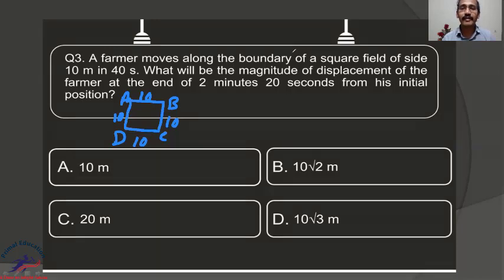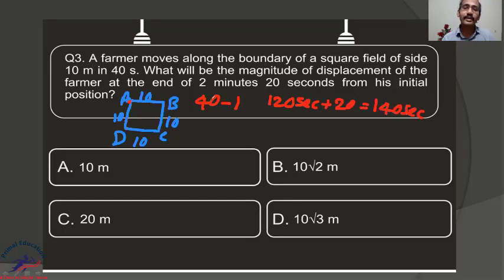Now, say for example the farmer started from point A and reached point A again in 40 seconds. In 40 seconds, he made one round. Now the question is, what will be the magnitude of displacement of the farmer at the end of 2 minutes 20 seconds? How many seconds? 2 into 60, 120 seconds, plus 20 seconds. Totally 140 seconds.